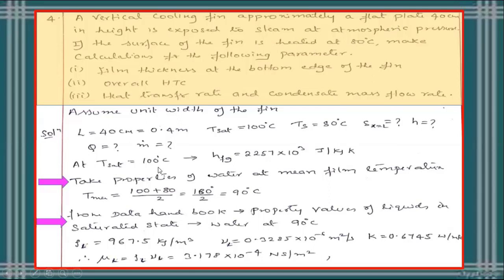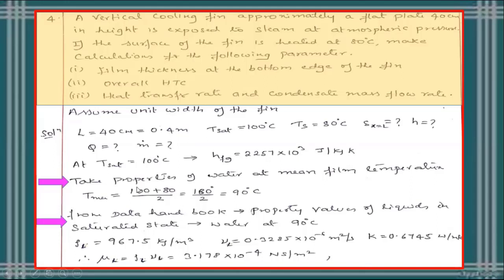So what is the saturated temperature at atmospheric pressure? It is 100 degrees centigrade. So at 100 degrees centigrade, we need to note down the h_fg value. It is 2257 into 10 power of 3 joules per kg.